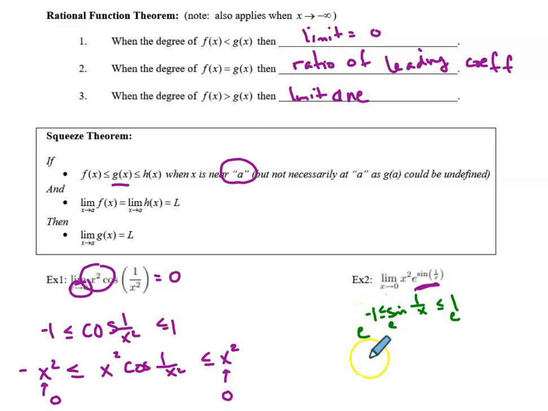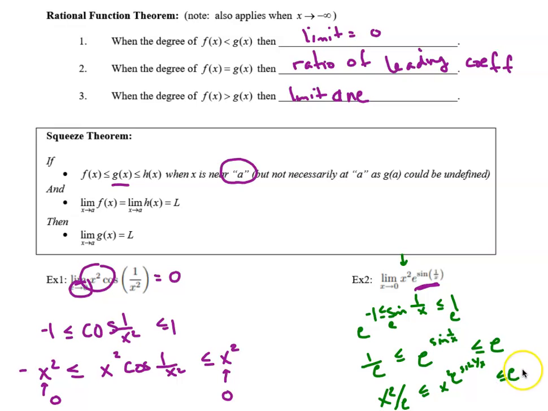So e to the negative 1 is actually 1 over e, and then I have e to the sine of 1 over x in the middle, and I have just e on the right. Well, now I'm going to have to multiply by that x squared. So I have x squared over e is less than or equal to x squared e to the sine of 1 over x, which is what we're trying to find the limit of, is less than or equal to e times x squared. Now, if I go ahead and plug in by direct substitution 0 into x squared over e, I know that my limit is 0.